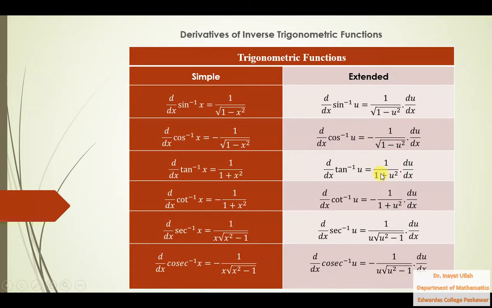The same rule will be followed here with the extension of the derivative of this angle again, and cotangent inverse is of course the negative of tangent inverse. Similarly, the derivative of secant inverse is 1 divided by the angle, this x, times the square root of angle square minus 1. The same will be followed for cosecant inverse with a negative sign. And the extended form is in front of you. So these are the derivatives of inverse trigonometric functions.